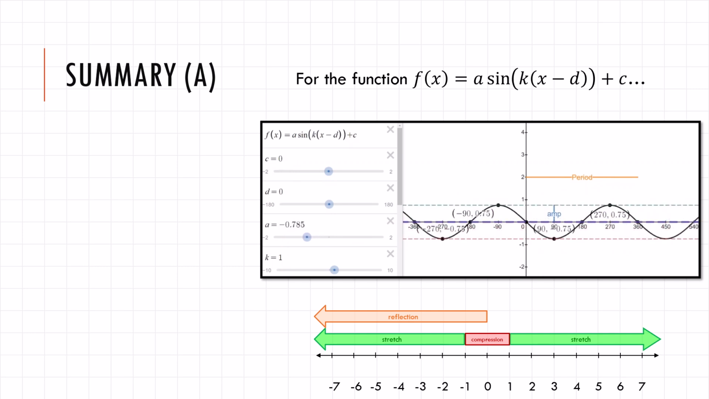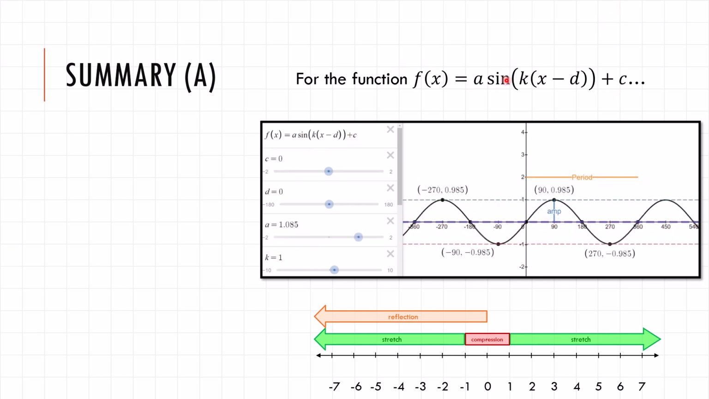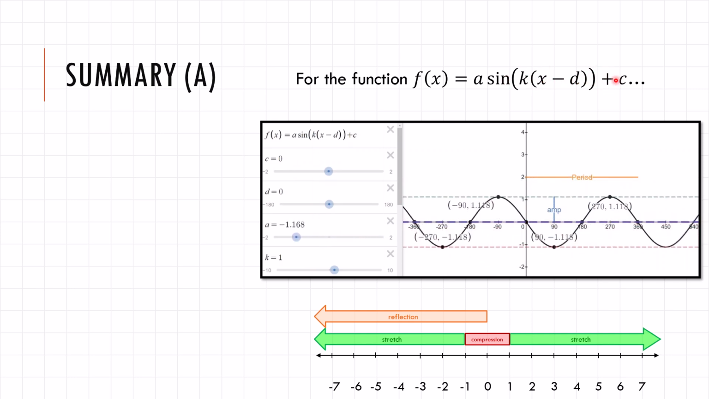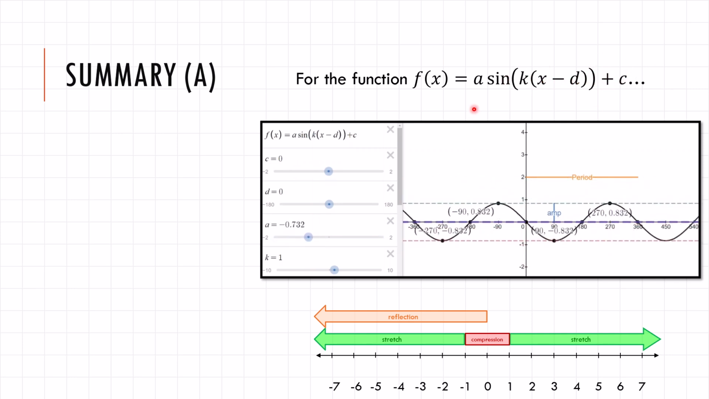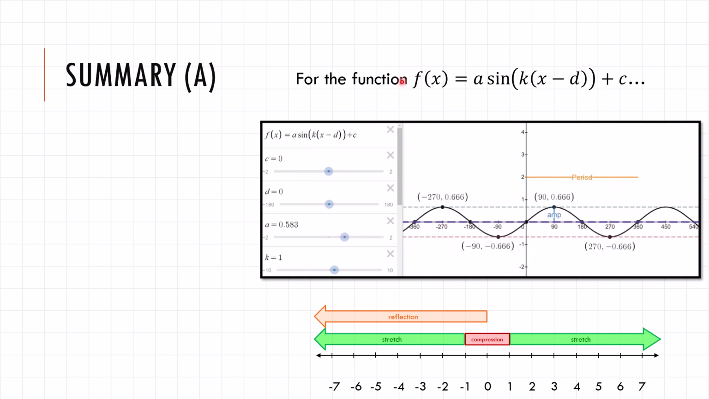So in that investigation, hopefully you saw that for the function f of x equals a times sine of k times (x minus d), plus c, this is the fully transformed sine function. And we can transform this function by doing all sorts of stuff to it.